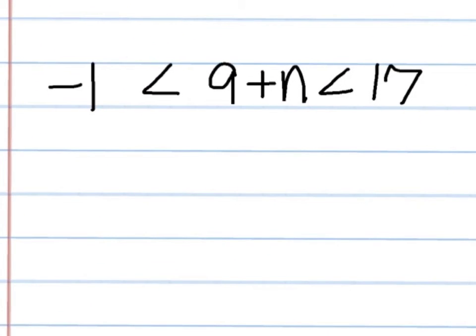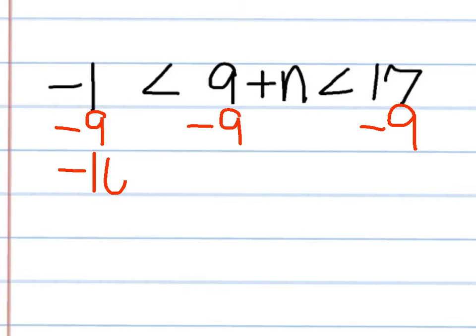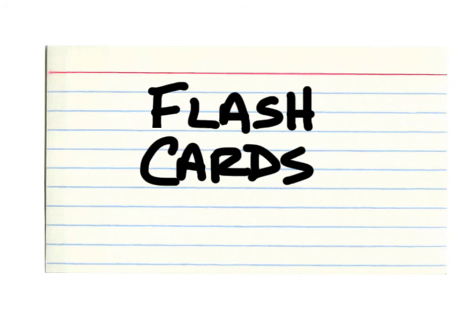Okay, for example 4, we have negative 1 is less than 9 plus n is less than 17. We want our n by itself. What do we need to do? We need to subtract 9. If we do it to the middle, then we're going to do it to the left side and to the right side. Negative 1 minus 9 is negative 10. n will be in the middle, and 17 minus 9 is going to give us 8.